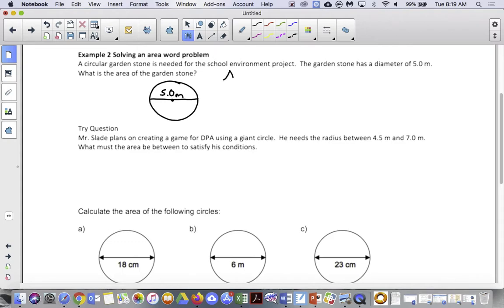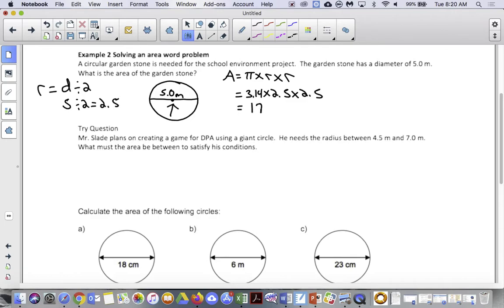Well, we know the area equals pi times radius times radius. Well, this number right here is not radius, that is diameter. So we have to get the radius, and the radius is equal to the diameter divided by 2. So 5 divided by 2 is 2.5. So now we can use that number. So I get 3.14 times 2.5 times 2.5. And I put that number into my calculator and I get 19.625.